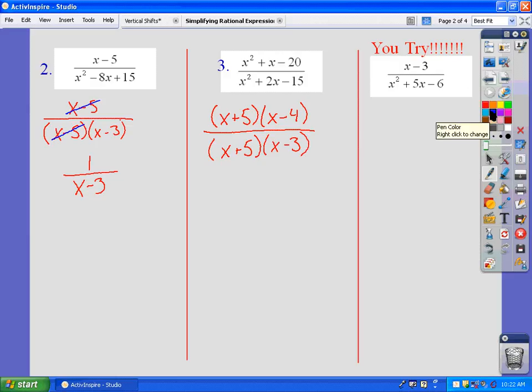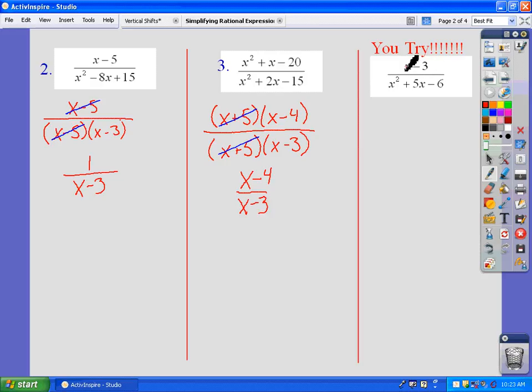So now, again, can't eliminate one or the other. I've got to eliminate everything inside the parentheses. So here's an x plus 5. Is there an x plus 5 on the bottom? We're in luck. Both those guys are gone. Now I have x minus 4 and x minus 3. Those are different. So the result is x minus 4 over x minus 3. There's my finished product.